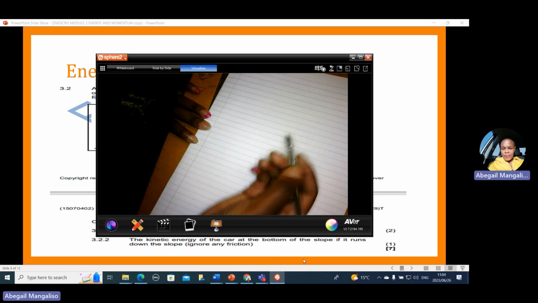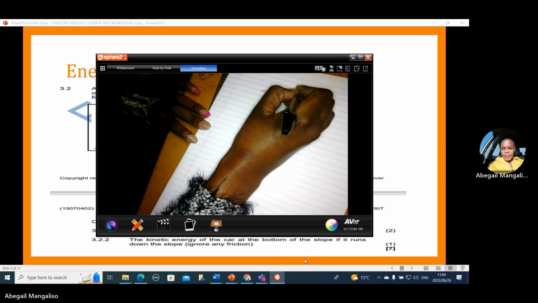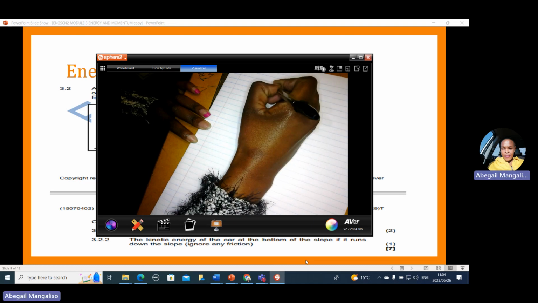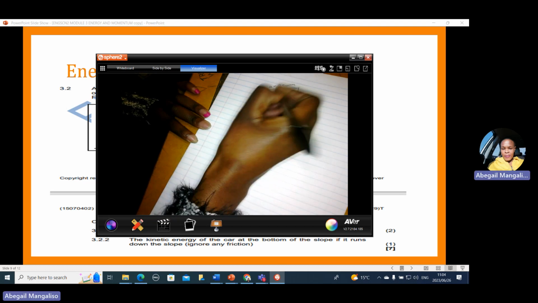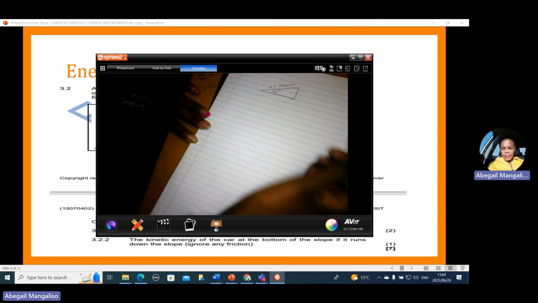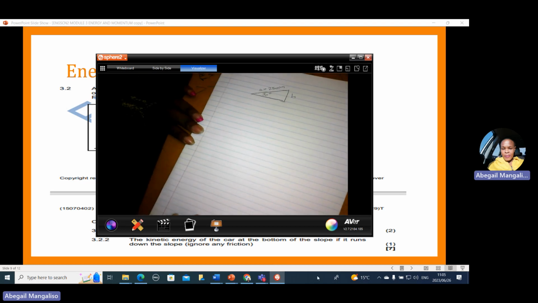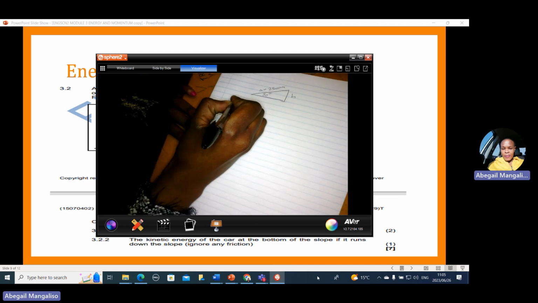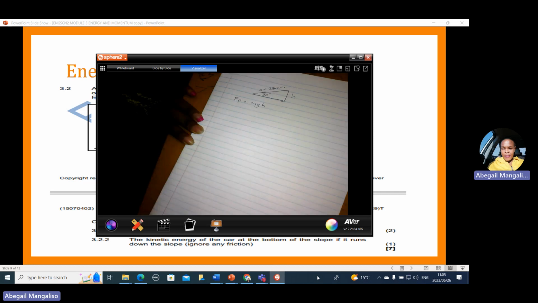You are given the slope. It is 2,500 meters, and the angle is 30 degrees there. So you need the height in order to calculate the potential energy. The formula of potential energy is EP, which is equal to mg multiplied by the height. Now, M must be given in kilograms.